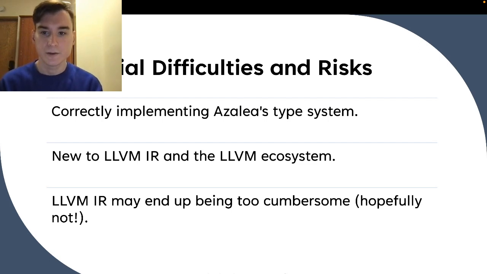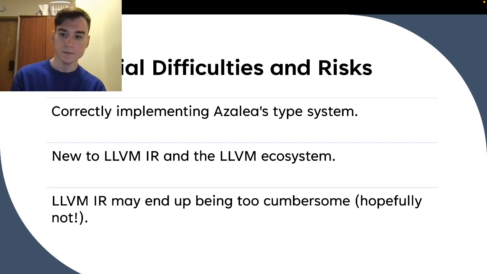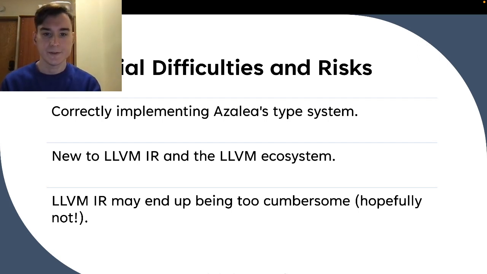But going back to our project, there are some potential difficulties and risks. The first is that I've never implemented a type system on this scale before. I've implemented a basic one in Spiral, but not in Azalea currently. And so this is actually pretty risky for me. The second risk is using LLVM and its ecosystem. I've never used LLVM, so at this point it's a big mystery. And then the final risk is that LLVM-IR, the intermediate representation, might just be too cumbersome to use in practice. I don't think this will be a big issue, but considering I've never used LLVM, it's always a possibility.